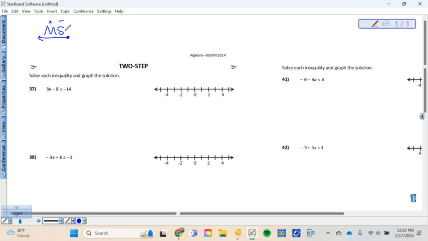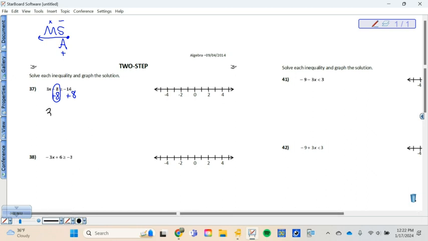How do we undo subtraction? What's the opposite of subtracting? Addition. Yes, so I'm going to add first. What am I going to add to both sides of this inequality? Good, I'm going to add this 8 because that allows those 8s to cancel out. If I add 8 over here, I've got to add 8 to the other side.